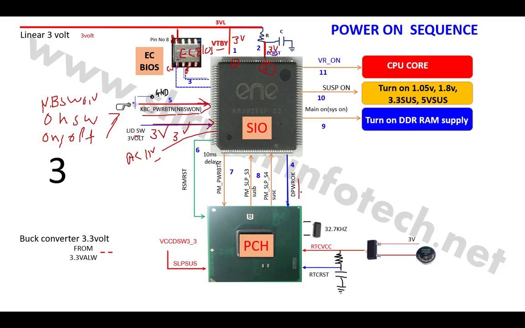So a 3 to 0 to 3 pulse will be generated at this NBSW on pin, and you'll get this DPWROK. In some laptops the DPWROK signal appears before the power button. In some laptops the DPWROK is generated after the power button. So this signal also you have to check. Here also the 3 volt.